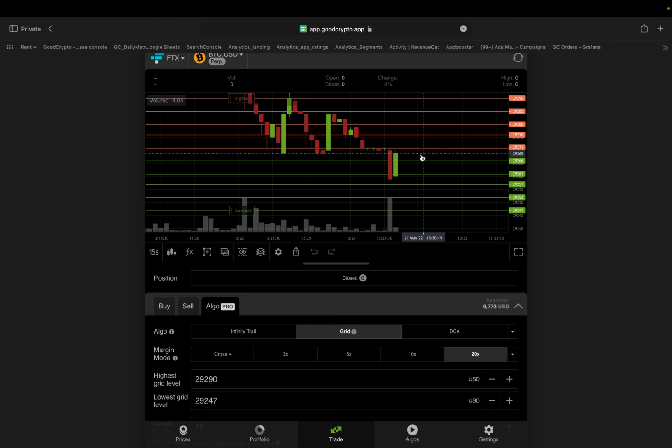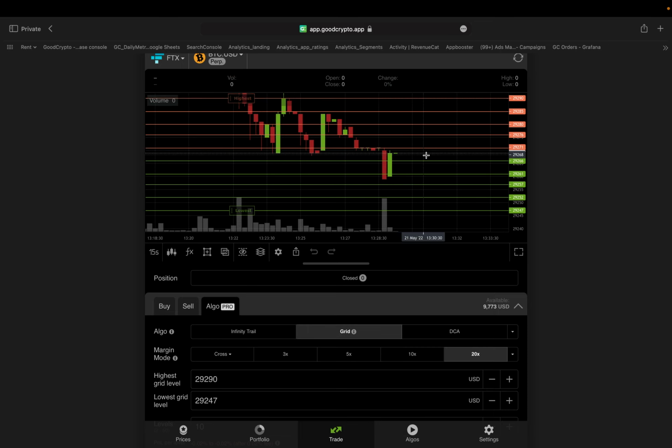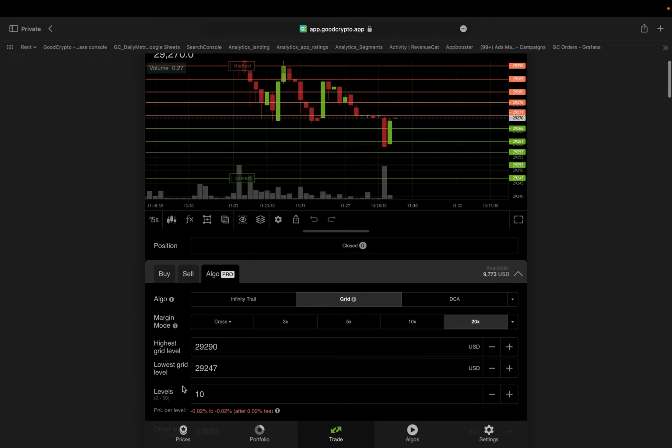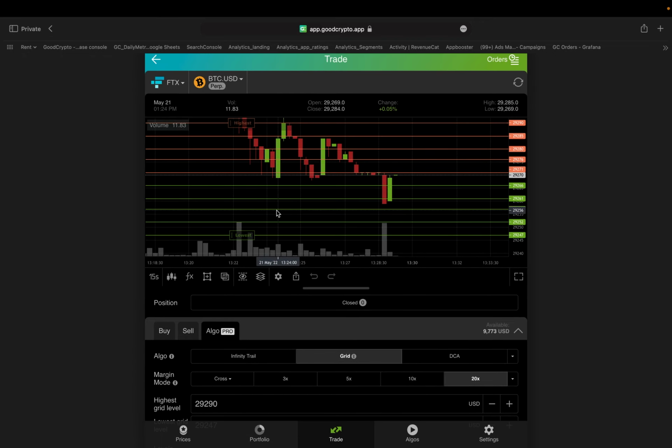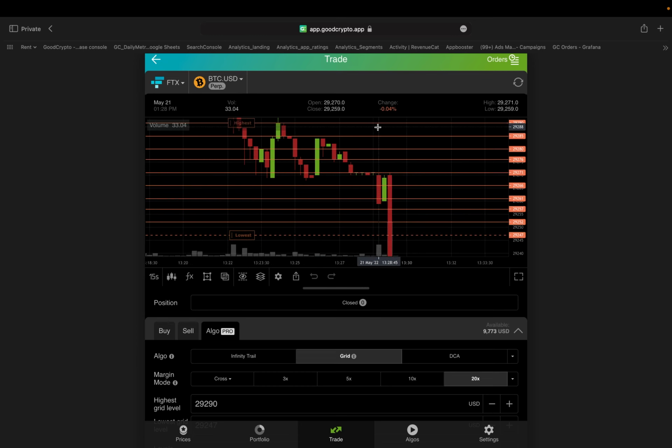If I launch this grid, it is supposed to place, once again, if there are 10 levels of grid, 9 orders. One grid level will be kept empty, the one closest to market price, and it places another 9 limit orders. Buy orders will be placed below the market price, and the sell orders above.